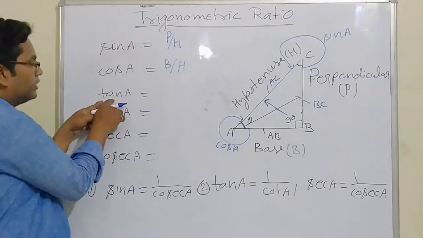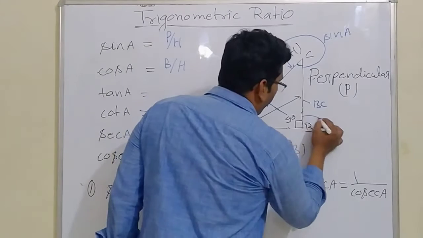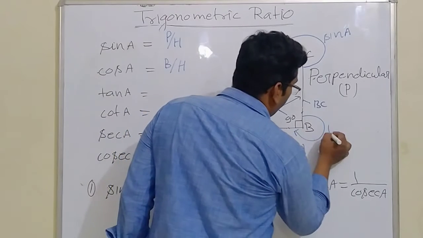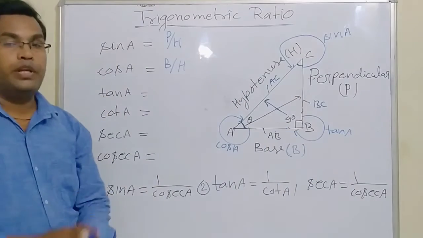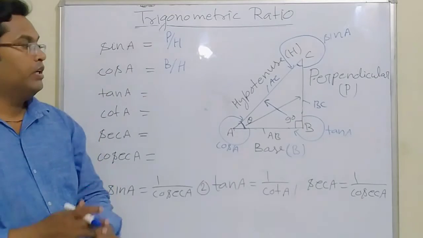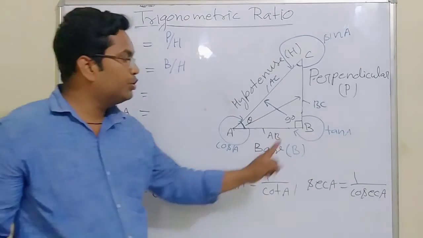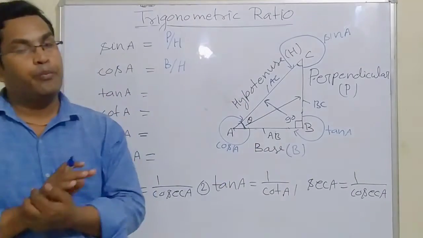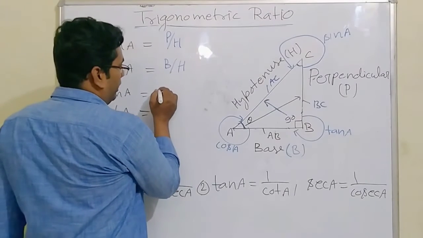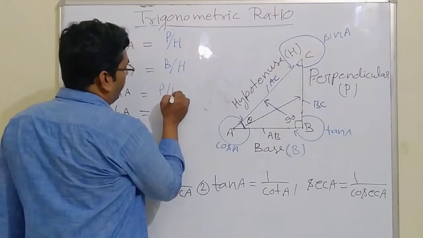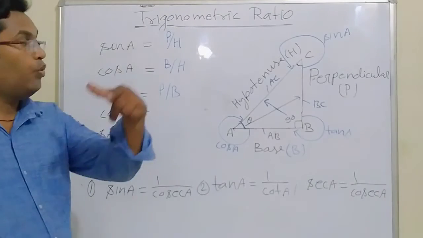And the third one is tan A. Tan A means perpendicular upon base. There are 3 direct pairs: perpendicular to hypotenuse, base to hypotenuse, and perpendicular to base. That is perpendicular upon base. This is 3. And I ask why it is 6?